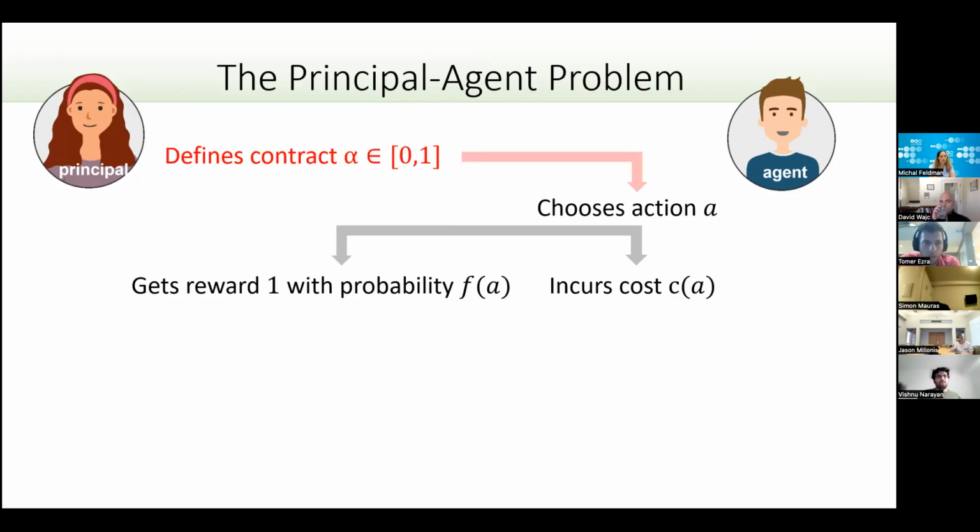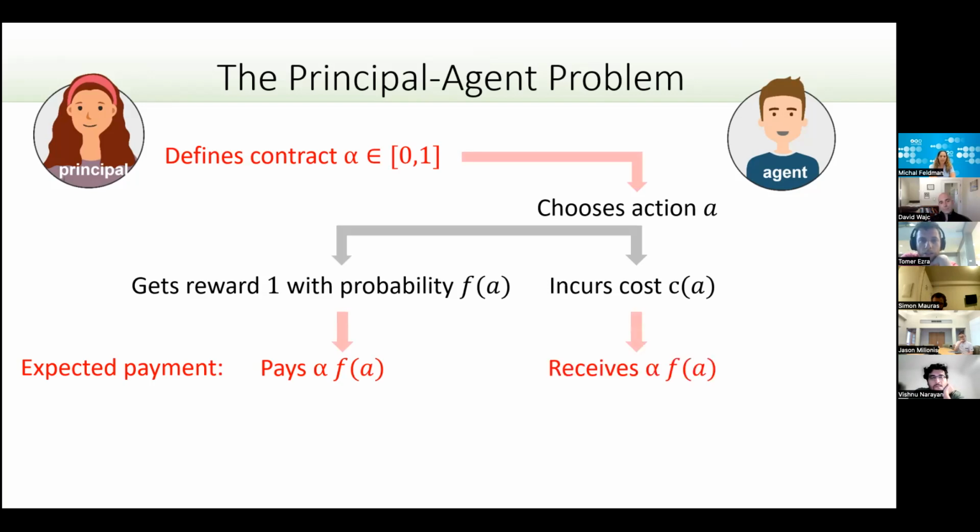So now comes the contract. The principal defines a contract, which is, in this simple case, nothing but some scalar alpha between 0 and 1, with the following interpretation. A contract alpha means that the principal pays the agent alpha in the case of a successful event. So the expected payment is alpha times f of a. And that's what the agent receives, okay?